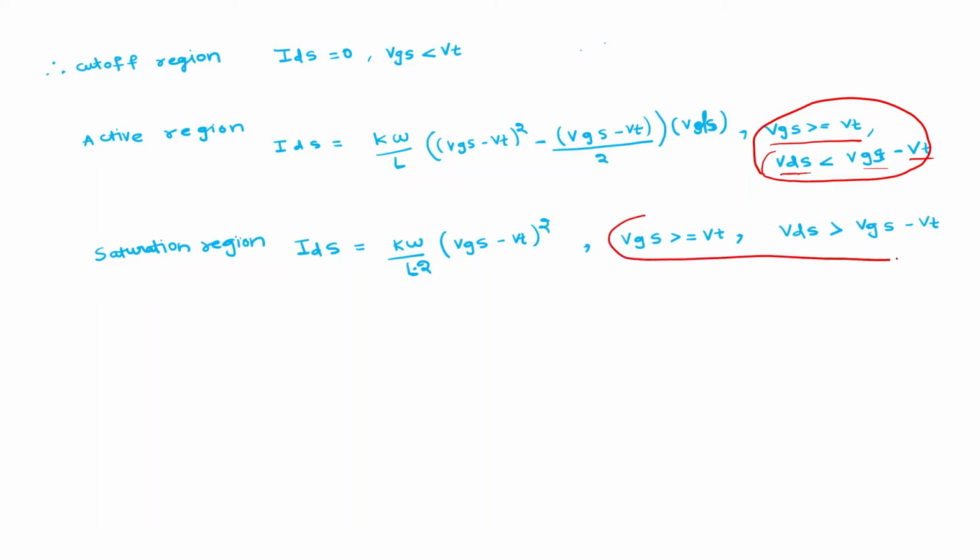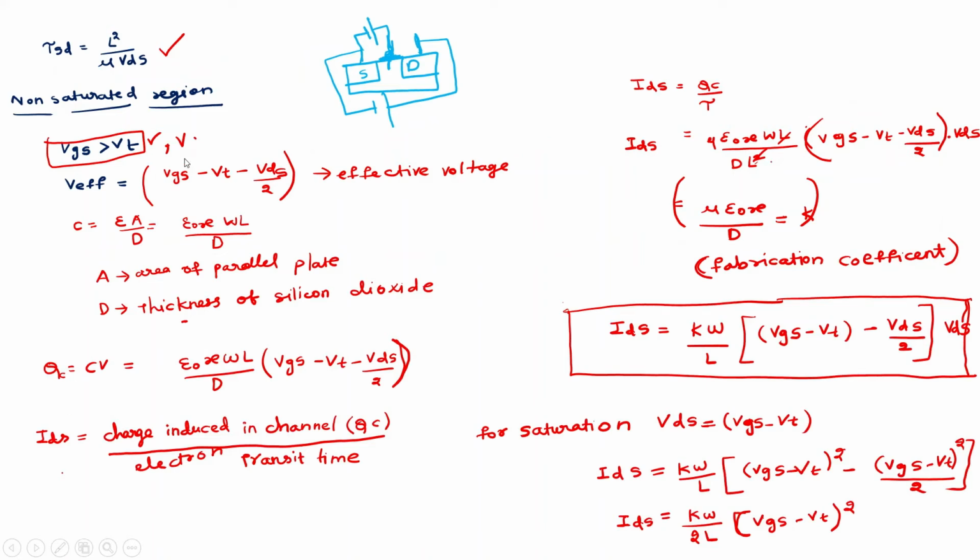And similarly, when VGS is greater than or equal to VT and VDS is greater than or equal to VGS minus VT, saturation occurs. We have to remember that in the non-saturated region VDS is always less than, not equal to, VGS minus VT. So these are the two conditions.